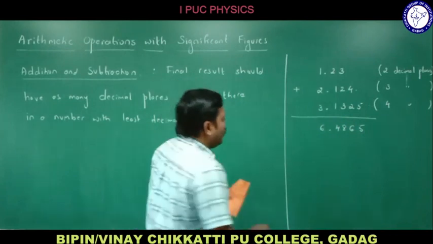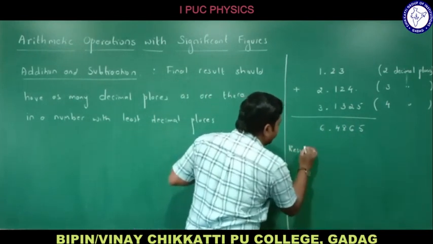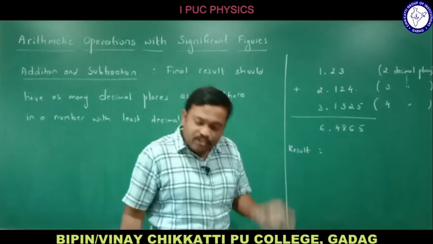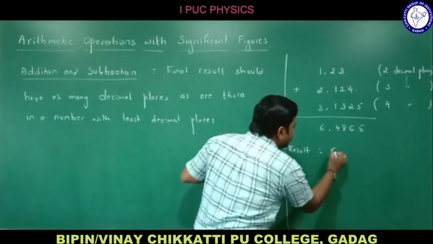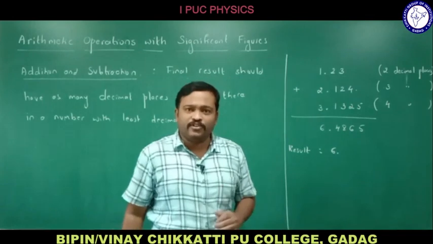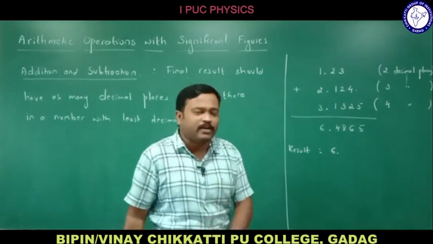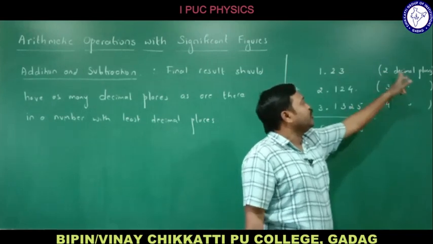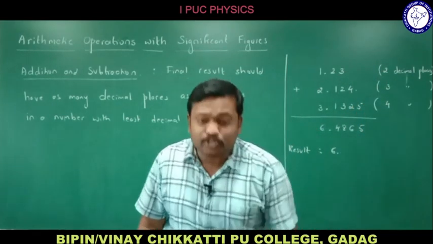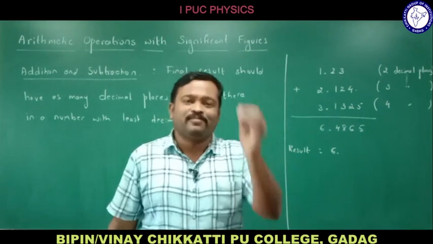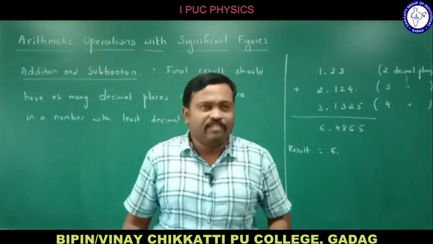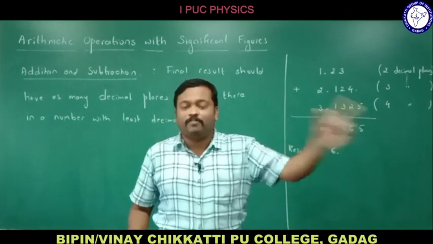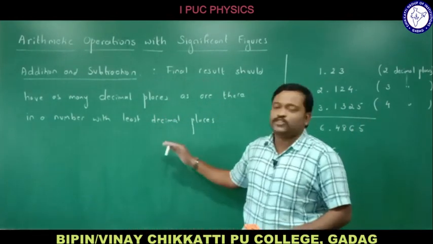Okay, then what should be the result of addition of these 3 numbers? The result we should write in such a way that 6 point. How many decimal places we need to take? You need to check which is the least decimal place. Least decimal place means this is the least decimal place. How much is the least decimal place? 2 decimal places means the answer should have only 2 decimal places. Did you understand? Whenever you add numbers, how many decimal places do we need to keep? Where we need to stop? That you can understand by this rule, right?